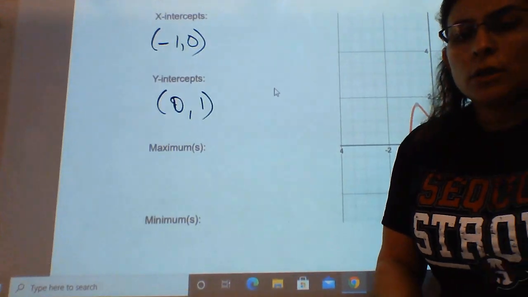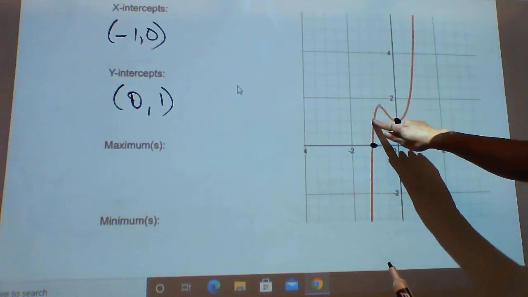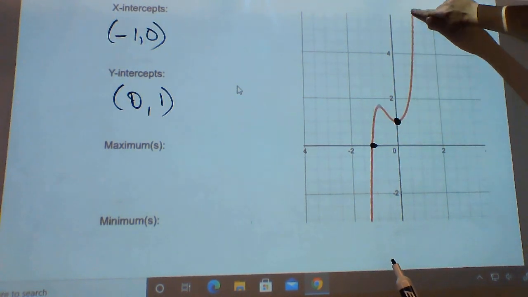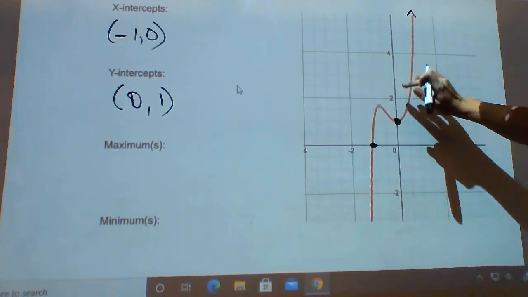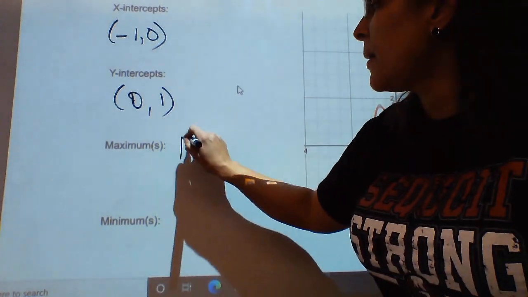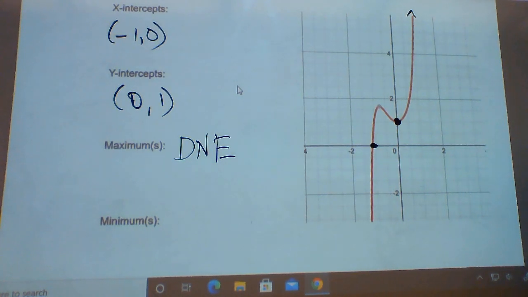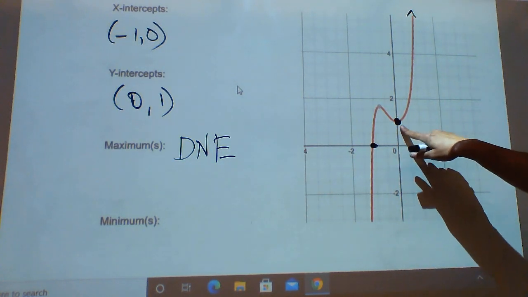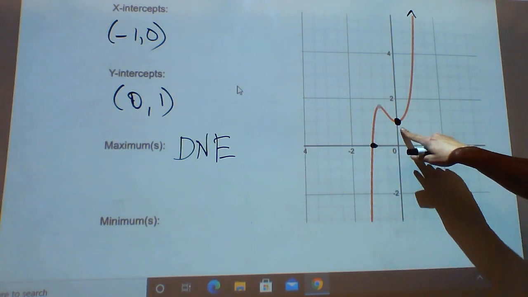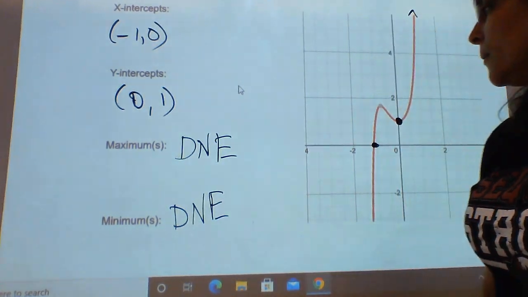Now this is where it can get a little confusing. I don't have an absolute maximum here. Yes, I have a mountain right here, but there are points greater than that mountain. Because this is going up all the way, there are points higher than this mountain, so my maximum does not exist. I also have a valley here for a minimum, but again, these points are all lower than this minimum. So my minimum does not exist.